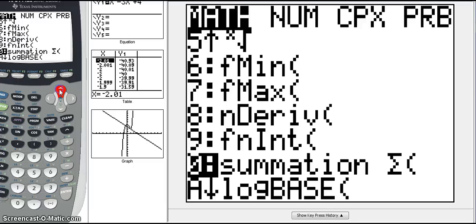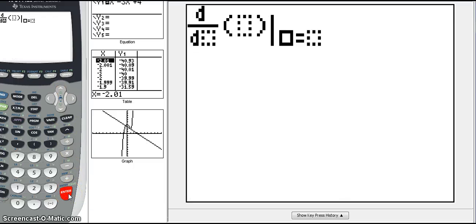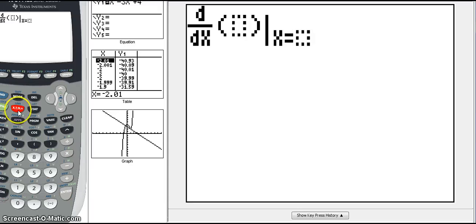So I pass it here, it's the 8th one. So if I choose this, and now this notation here, I want to put in what am I taking the derivative with respect to. So that's going to be x. Here I'm going to put in the function.